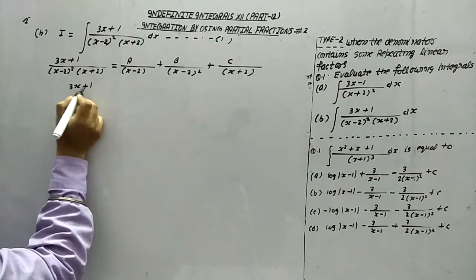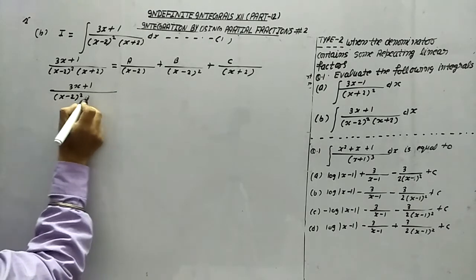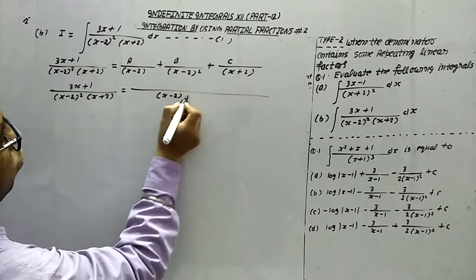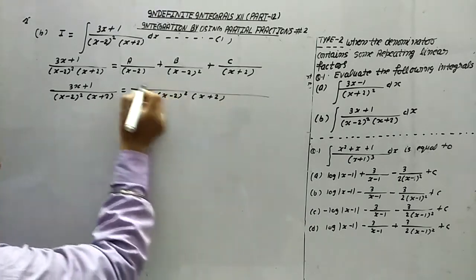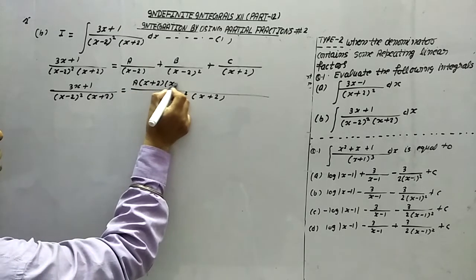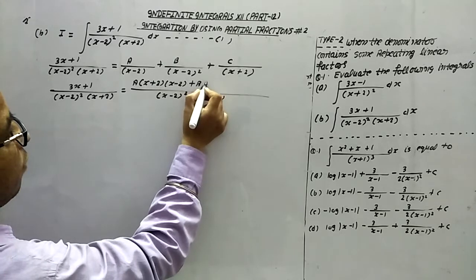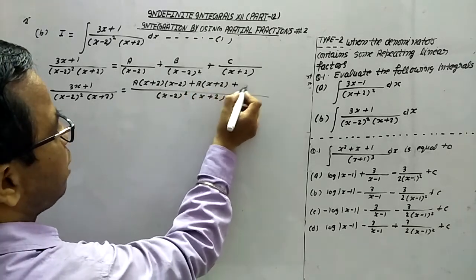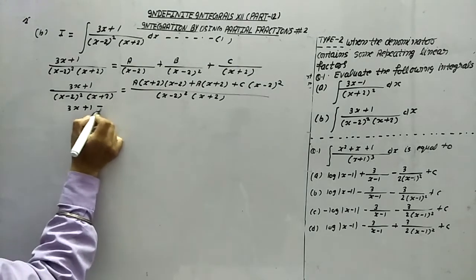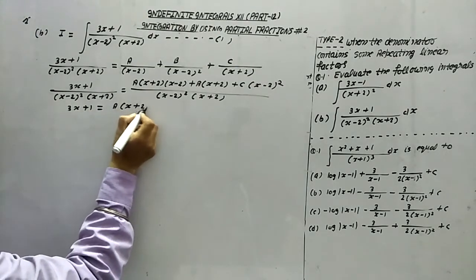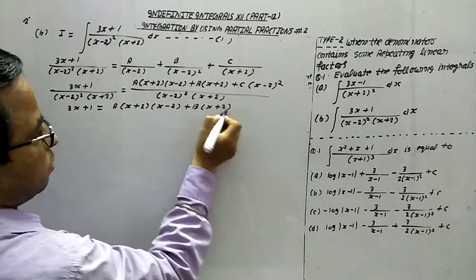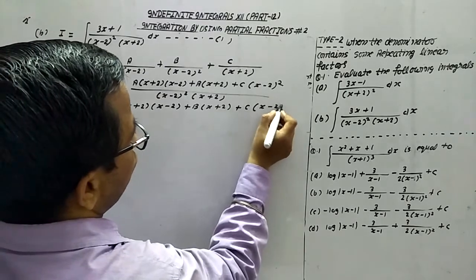Now (3x plus 1) upon (x minus 2) whole square (x plus 2), take the LCM: x minus 2 whole square times x plus 2. It means a into (x plus 2)(x minus 2) plus b into (x plus 2) plus c into (x minus 2) whole square. It means 3x plus 1 is equal to a(x plus 2)(x minus 2) plus b(x plus 2) plus c(x minus 2) whole square.